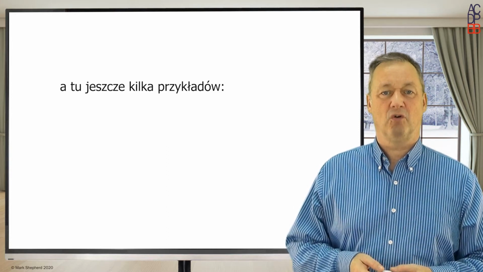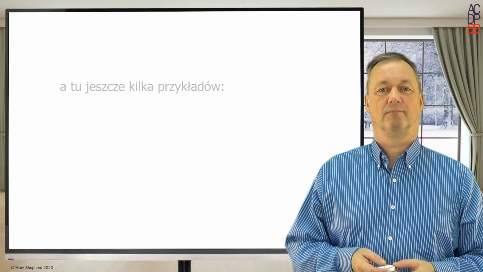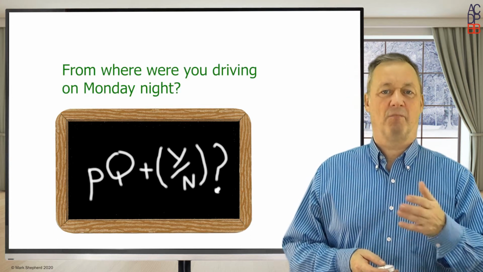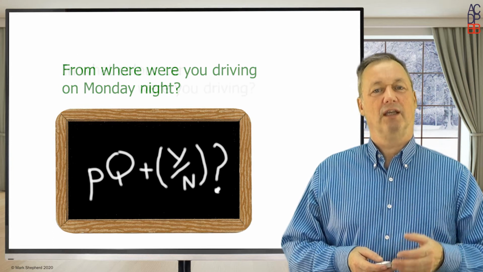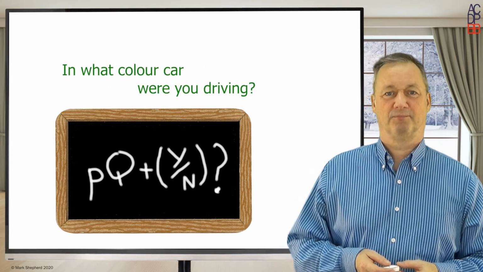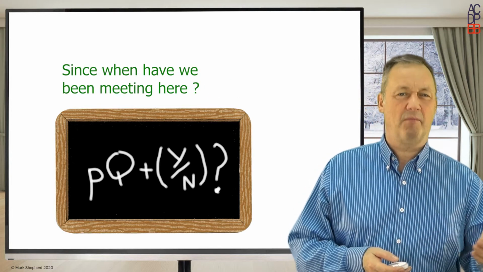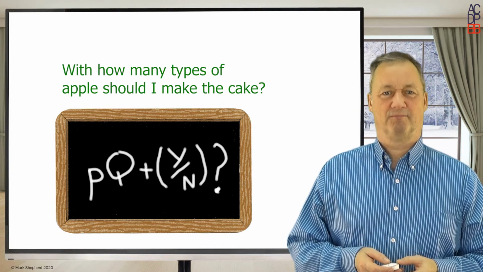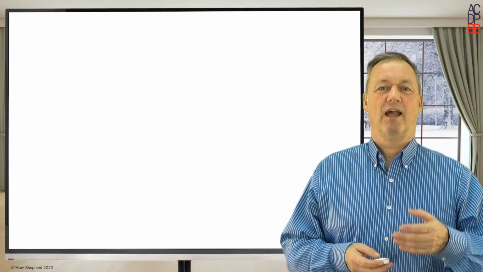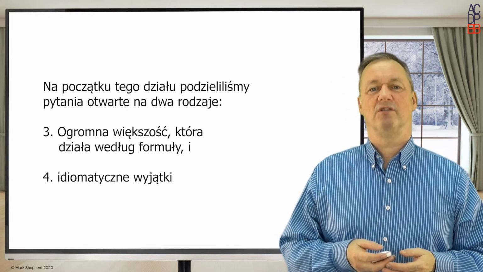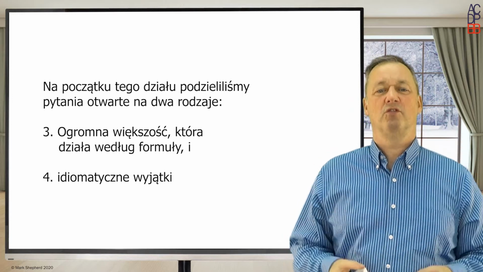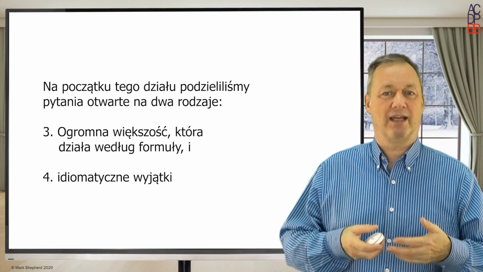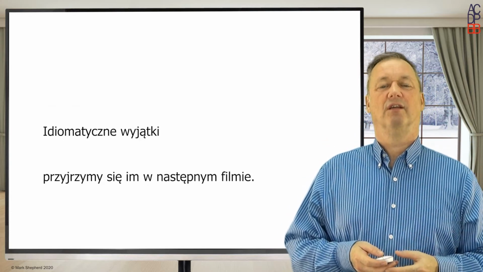And here are a few more examples. Where were you? From where were you driving on Monday night? In what colour car were you driving? Since when have we been meeting here? With how many types of apple should I make the cake? At the start of this section, we divided the open questions into two types. The huge majority that work with the formula and the idiomatic phrasebook exceptions. We'll look at these in the next video.